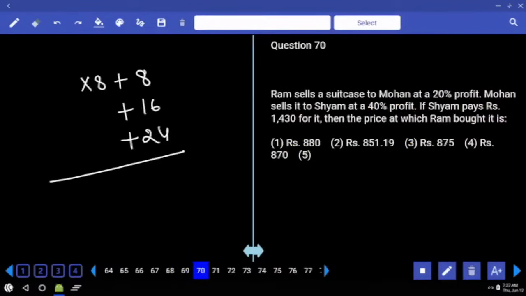Ram sells a suitcase to Mohan at a 20% profit. Mohan sells it to Shyam at a 40% profit. If Shyam pays 1430 for it, then find the price at which Ram bought it.